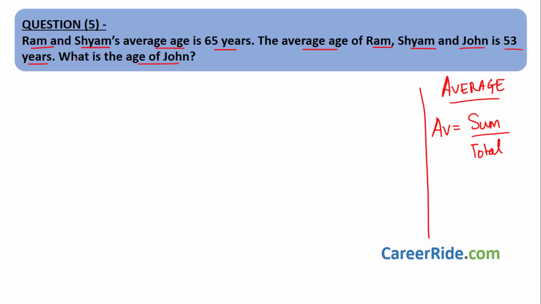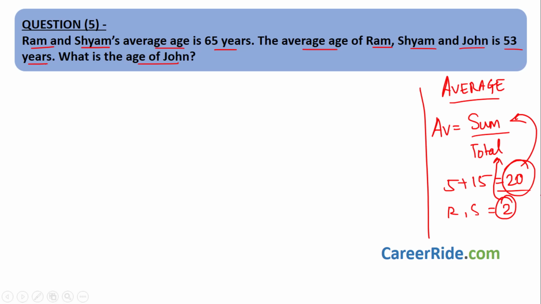So, when we add 5 plus 15, what we will get? We will get 20, right? So, we will get 20 over here. This is nothing but the sum. And total number of people are 2, Ram and Shyam, only 2 people are there. So, total is 2. We just divide this and we get the average. Okay, let's use this concept to solve our sum.